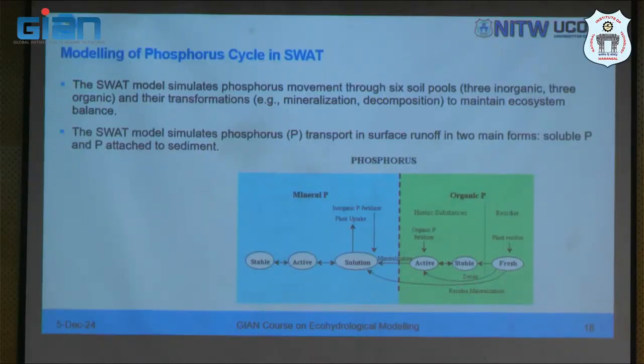The SWAT model simulates the phosphorus transport in surface runoff in 2 main forms. One is the soluble phosphorus in water, which also gets transported, as well as phosphorus attached to the sediment. So for eutrophication, it's not only the sediment particles; some part of the soluble phosphorus also gets transferred, right? As I said, it simulates the movement of phosphorus through these 6 pools, right? A simplified representation of that.